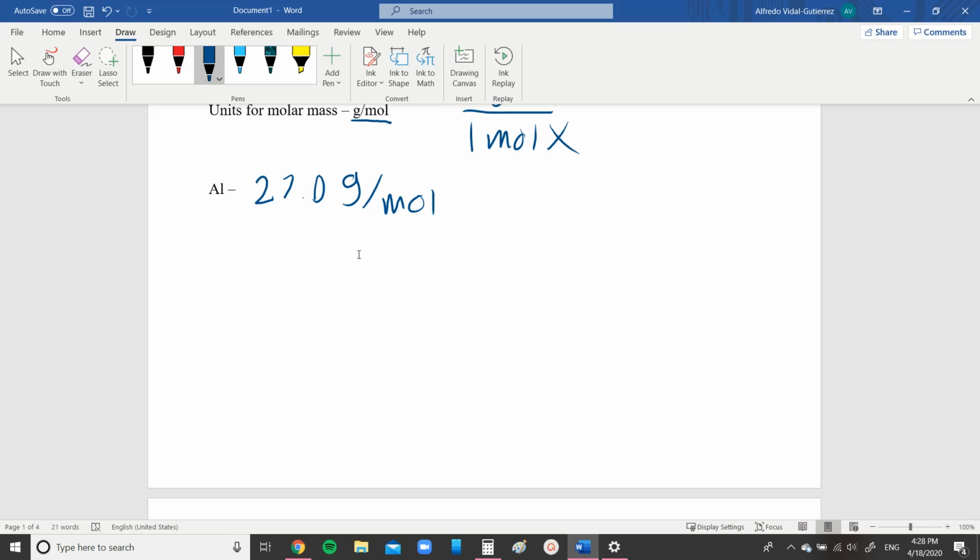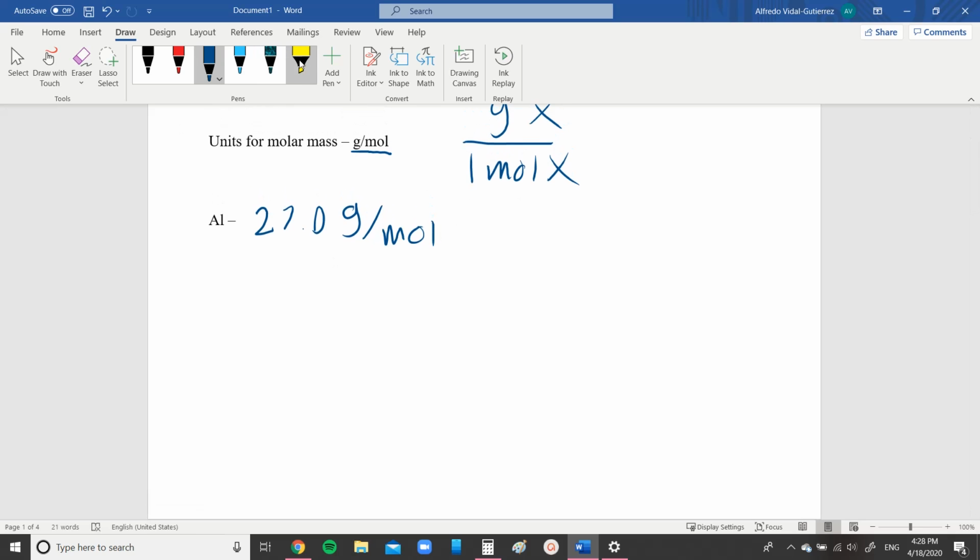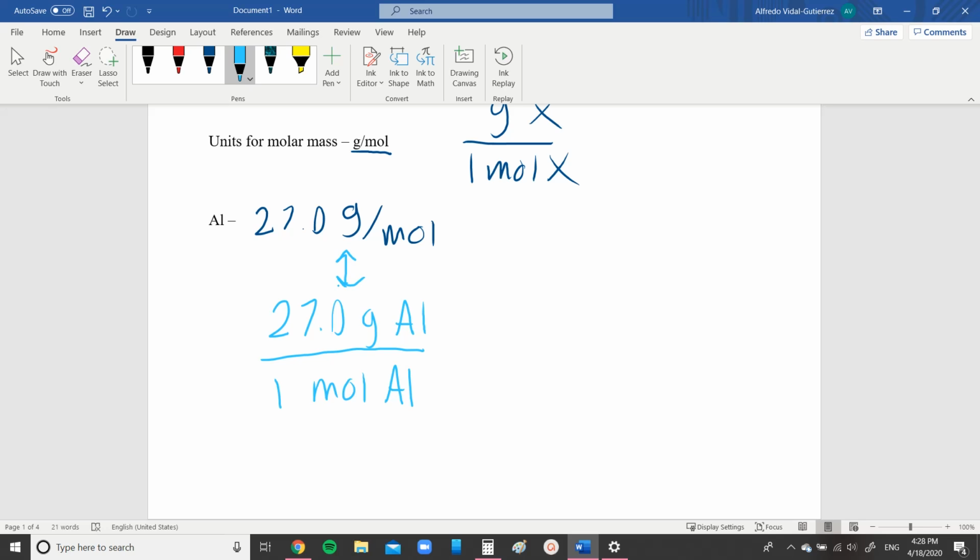And I said that we would be rewriting a lot of these molar masses in this format, so let's do that. You're going to keep grams up top, so it would be 27.0 grams of aluminum over 1 mole of aluminum. What both of these things are essentially saying is, for every 27 grams of aluminum that you have, you have 1 mole of that.